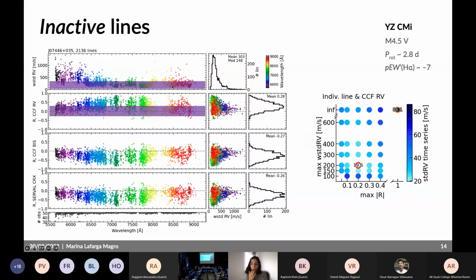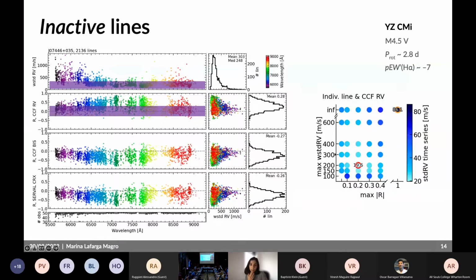We put a cut on that because we noticed that you could have a correlation coefficient close to 0, but that didn't necessarily mean the line was inactive. It could be that the line was simply in a noisy region of the spectra and showed no correlation with anything, or maybe it is related to activity but doesn't show a linear correlation with the indicators that we were looking at. So we also discarded lines with high scatter. We used 2 parameters to make our sets of lines.